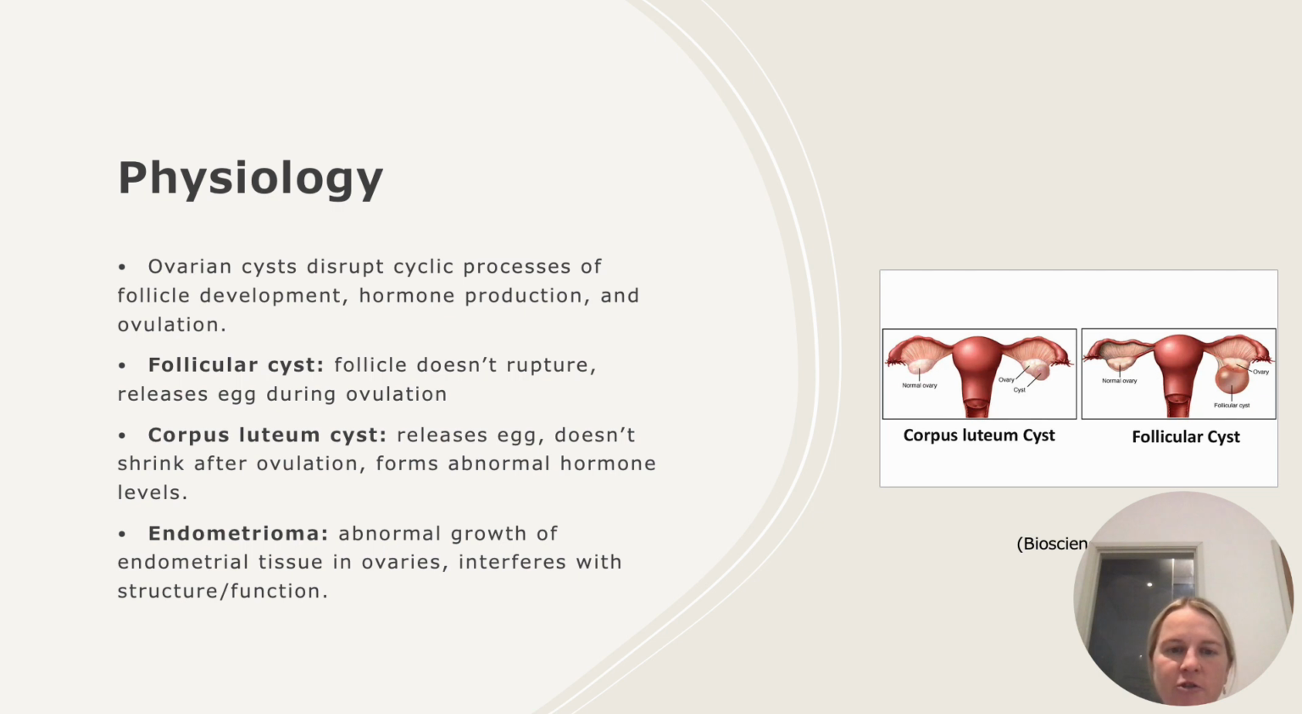For physiology, ovarian cysts disrupt the cyclic process of follicle development, hormone production, and ovulation. There are three different cysts. The follicular cyst is a follicle that doesn't rupture to release an egg during ovulation. The corpus luteum cyst releases an egg, doesn't shrink after ovulation, and forms abnormal hormone levels. Lastly, the endometria, as mentioned before, is an abnormal growth of endometrial tissue in the ovaries that interferes with structure and function. Here I have a picture comparing the follicular cyst and the corpus luteum.